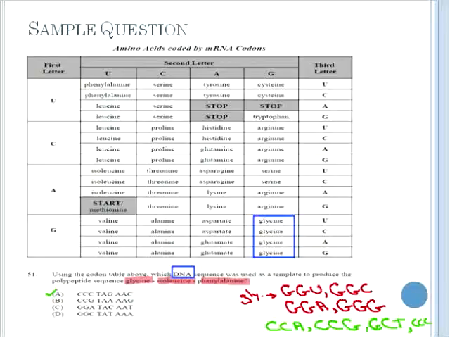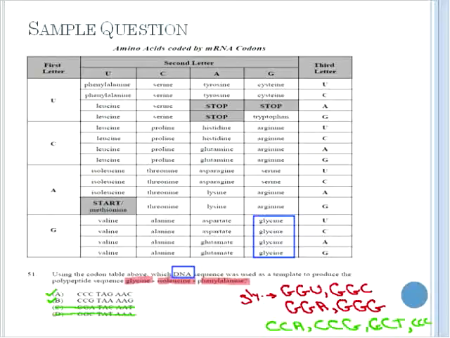CCG as well is a possibility. GGA, while this would be the messenger RNA, it is not a possibility for the DNA. And GGC, again, while this might very well be a possibility for the messenger RNA, it is not a possibility for the DNA. So we can eliminate that one as well.